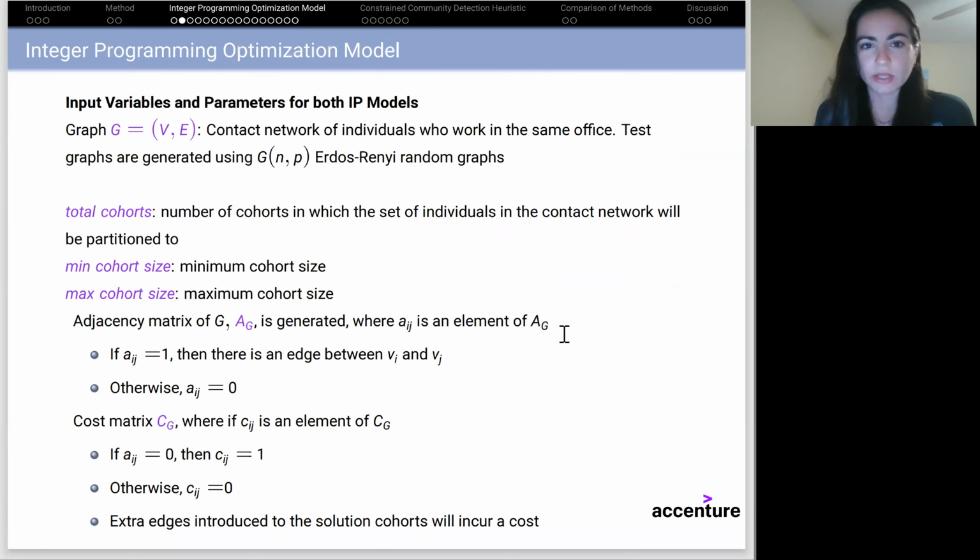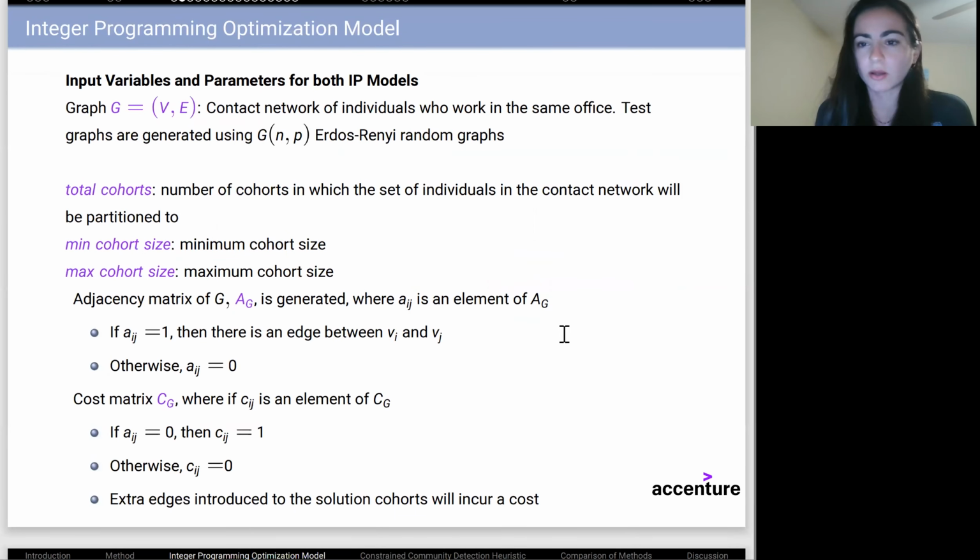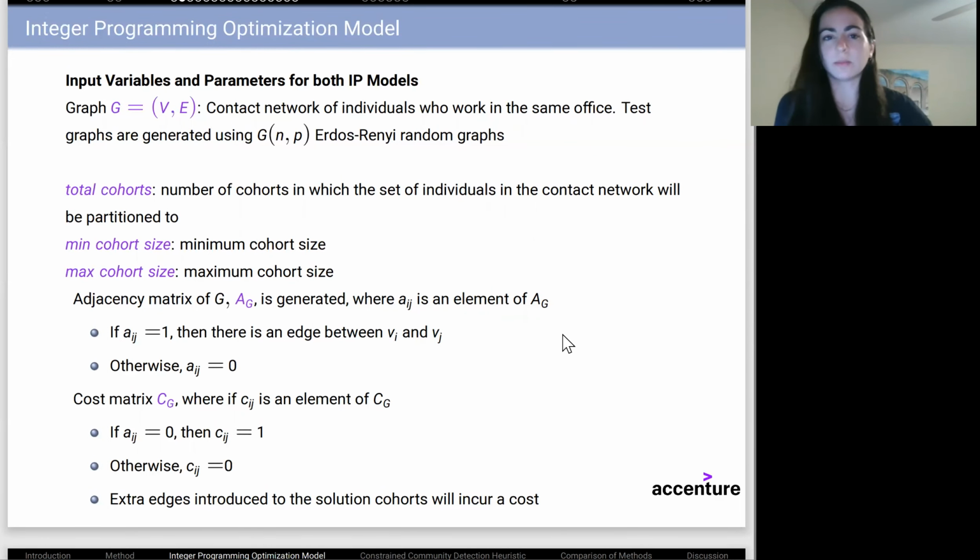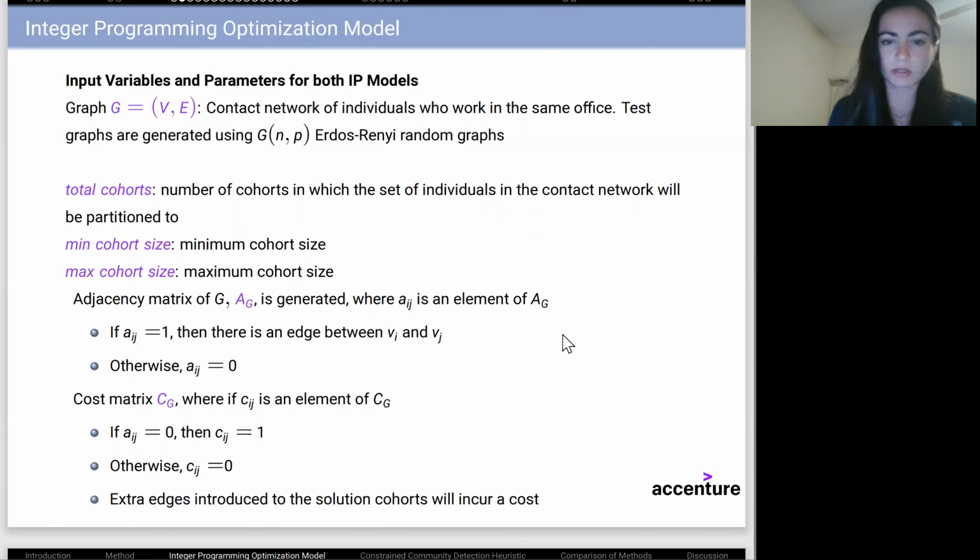So we'll dive into the integer programming formulation. Both of the models have the same input variables and parameters. They're designed in a similar manner there.